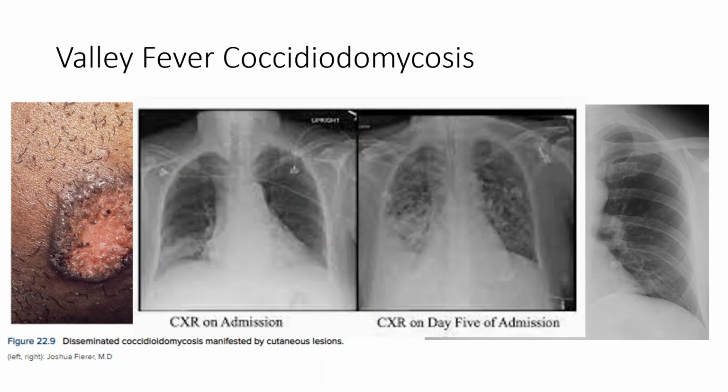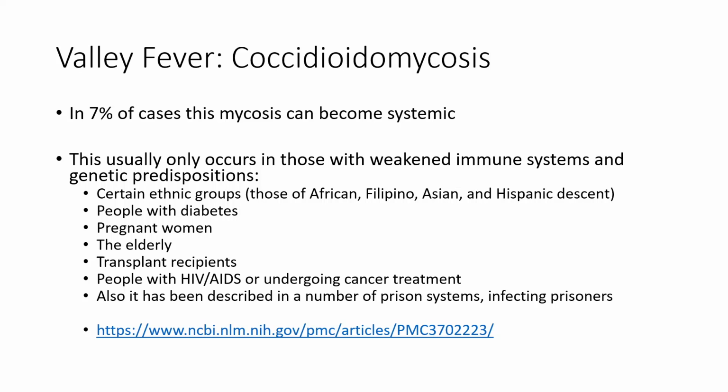And this is a really poor quality photo, and I apologize for that, but I would like to show how, on the first day, they go to the hospital feeling not so good, and they take an x-ray, see nothing. Day 5, look at all of those fungal masses. Insane how quickly they can just proliferate. And in 7% of cases, we can have it become systemic. And that, as we had said previously, only happens with weakened immune systems, people with genetic predispositions, and even people who are in particular places.